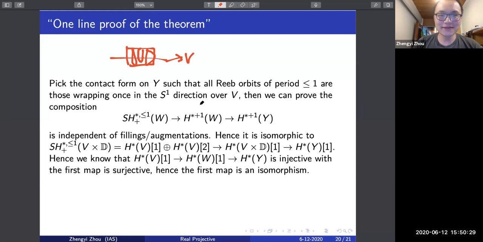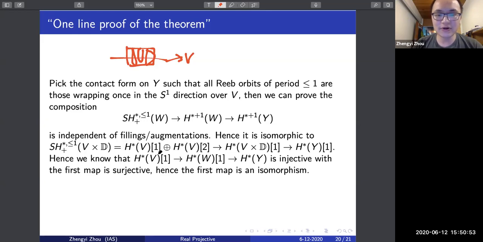And then we can consider the positive symplectic cohomology picking up only these Reeb orbits. So it's positive symplectic cohomology with action smaller than 1, restricted to filling, restricted to boundary. And this map is independent of fillings and augmentation. And then it's actually isomorphic to the standard one. But for the standard one, this can be computed relatively easily.